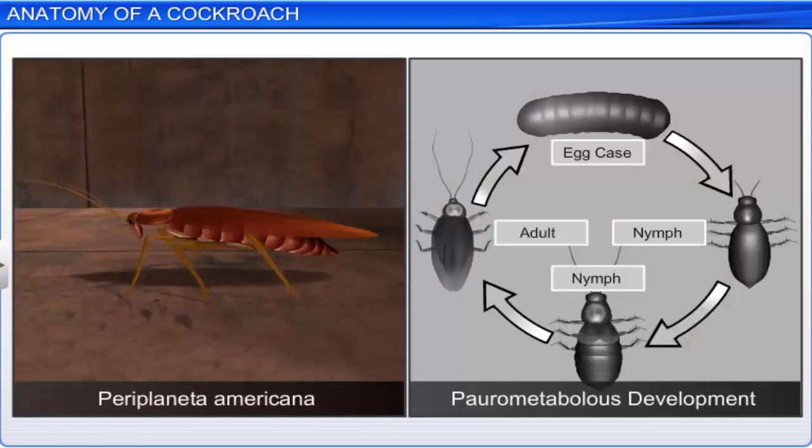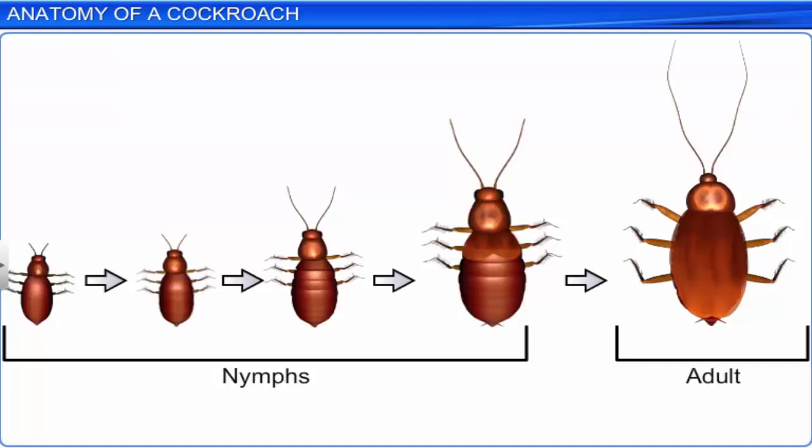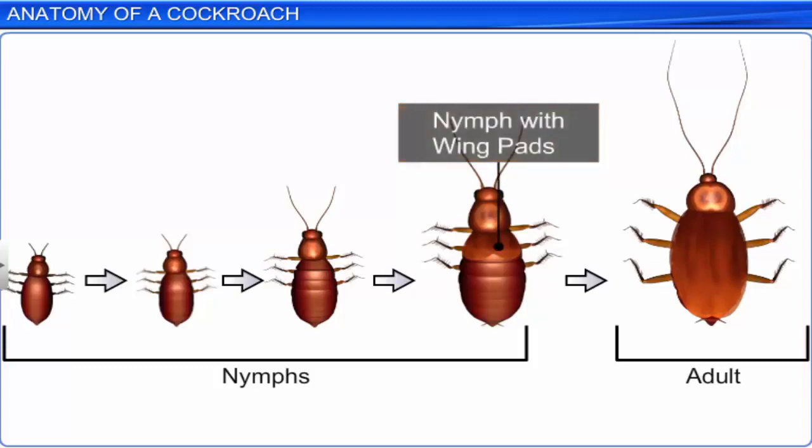Interestingly, in Periplaneta americana, the development of the insect is paurometabolous, which means that development takes place through the nymphal stage. A nymph looks quite similar to an adult, and it molts around 13 times before it turns into an adult. Though the second last nymphal stage has wing pads, only adult cockroaches have wings.